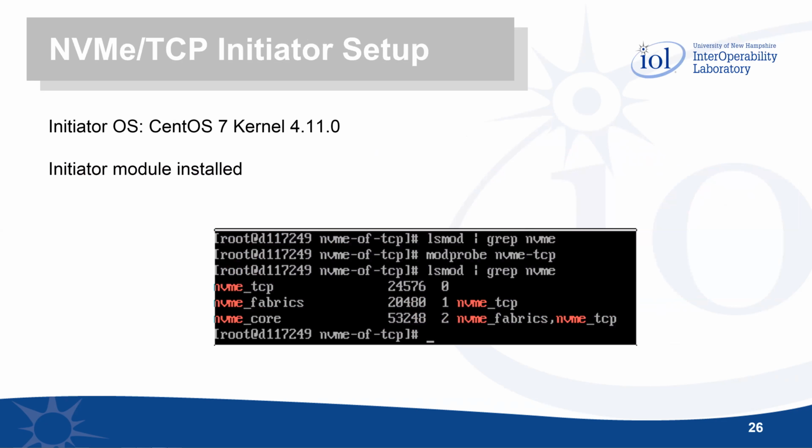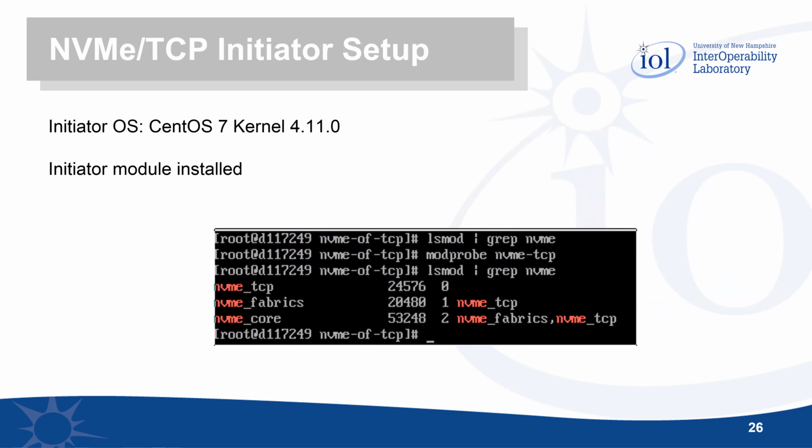That would be the setup that we have for the target. And then we need to set up the initiator. So the initiator here, you can see the different modules that we've installed. You've got the NVMe TCP module that's built upon the NVMe fabrics, which then is built upon the NVMe core. You can see the kernel driver and the OS itself up at the top of the page.